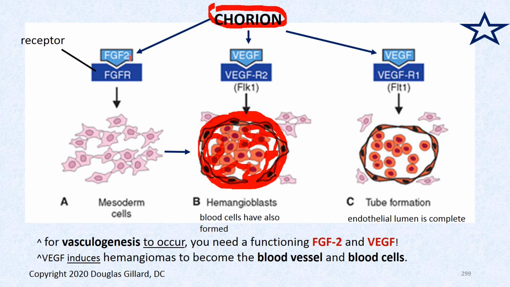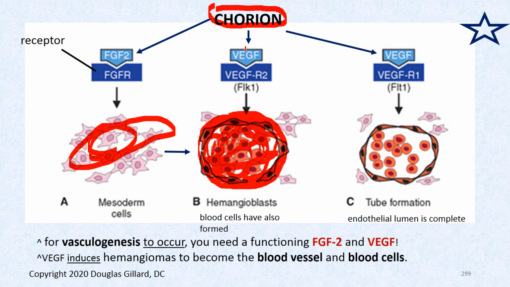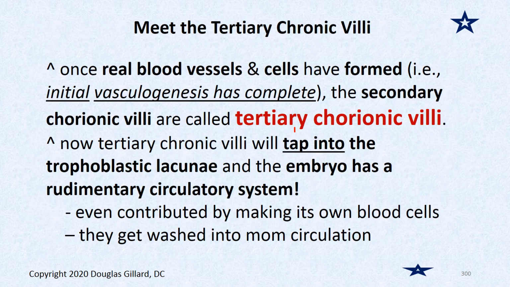chorion secretes FGF2, and that binds to the mesenchymal cells, and that turns them into a mass of hemangioblasts. Hemangioblasts can go two ways. When VEGF comes in and binds to certain receptors, some of them stick to the outside and become the actual blood vessels of the microcirculation. Other ones, VEGF binds and causes blood cell development out of that same hemangioblast. Bottom line, hemangioblasts can turn into the endothelial cells, the actual pipes, or they can turn into the blood cells, the red blood cells, white blood cells, and platelets of the first fetal blood system, I guess.